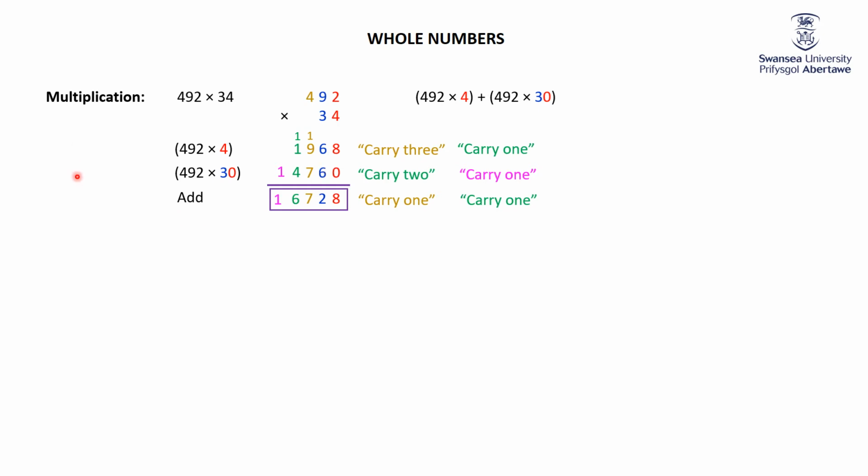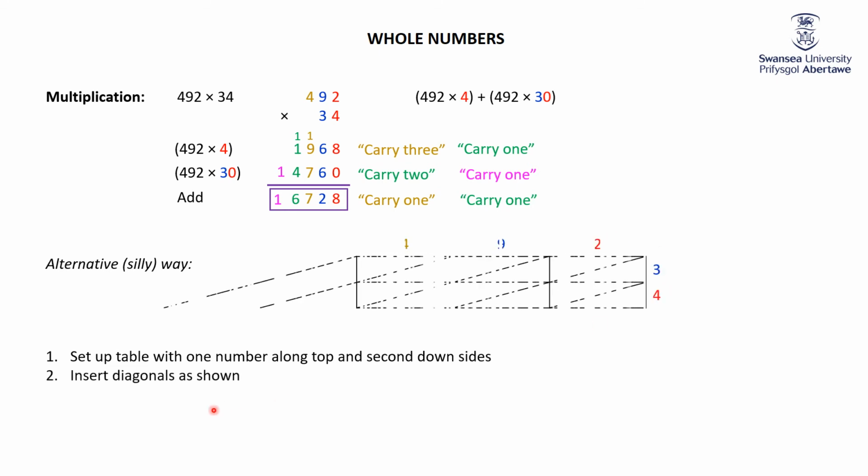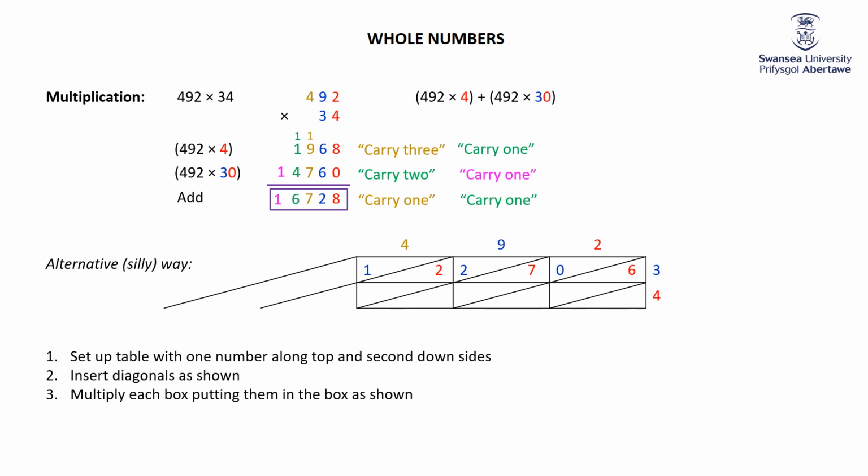Now there is an extra way or a different way of doing this that's described in a couple of the textbooks that I've seen, and so I thought, well, I might as well do it, even though I think it's a rather silly way. But of course, who knows what's silly to one person might be wonderful to others. So first thing you do is you set up the table with one number along the top and another one down the side. So here 492 along the top and 34 down the side. Now you put in lots of diagonal lines, so you're breaking it up nicely. And then you start doing multiplication within those boxes.